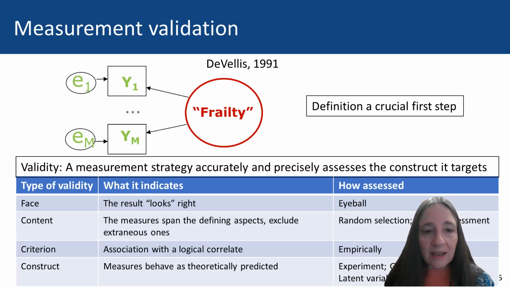Criterion validity means that the measure is associated with other measures that we would expect it should be associated with. We can assess that empirically. And finally, construct validity means that the measures behave as they theoretically are predicted to based on the definition of the construct. And so we can assess this by experiment, or we can assess this by mathematically working out what the distribution of the observed measures should behave like if, in fact, they flow from the construct. And latent variable modeling is one statistical method that can assess that criterion.